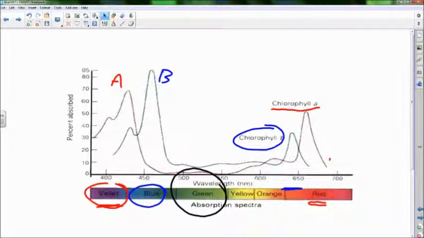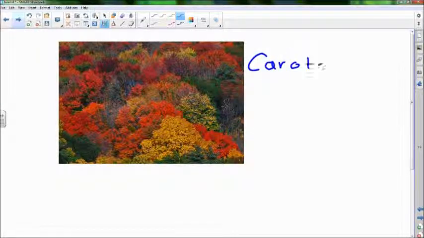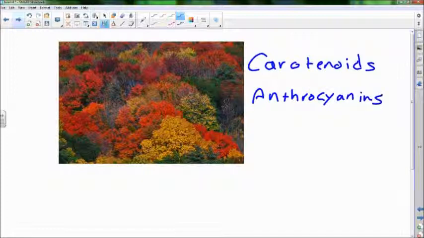Okay, now chlorophyll is the main pigment that we hear about, but there are a couple of other pigments that we have in plants. They're not as abundant in the leaves, but they're still there. So there's things called carotenoids, and then there's anthocyanins. And carotenoids and anthocyanins are the pigments that we tend to see in the fall time.